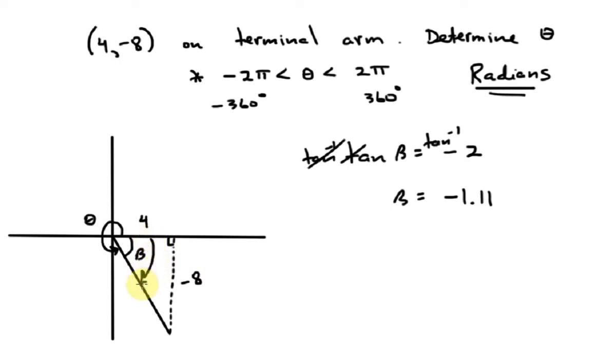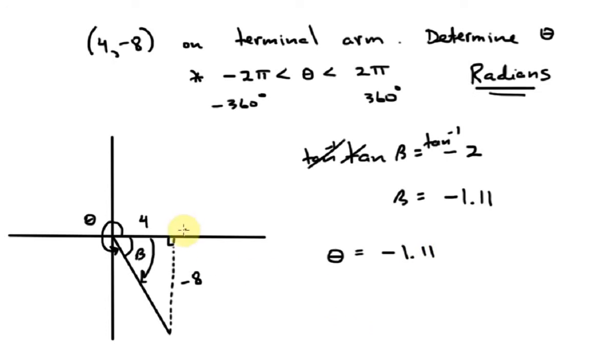And that fits our little drawing quite well, right? There's angle beta, and it's a negative angle. So now all I got to do is go, okay, I know what this angle is as a negative angle here. Let's make sure it's in between negative 2 pi and positive 2 pi. Well, hey, beta works just as it is here as one of my answers. So one of my answers is negative 1.11.